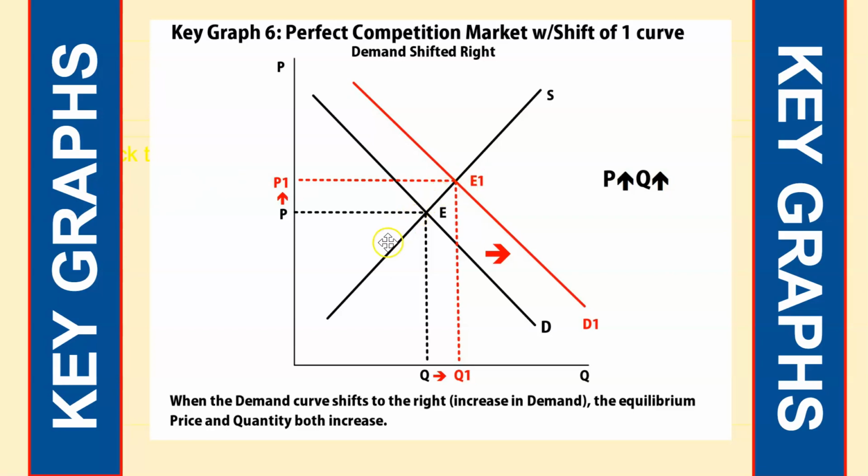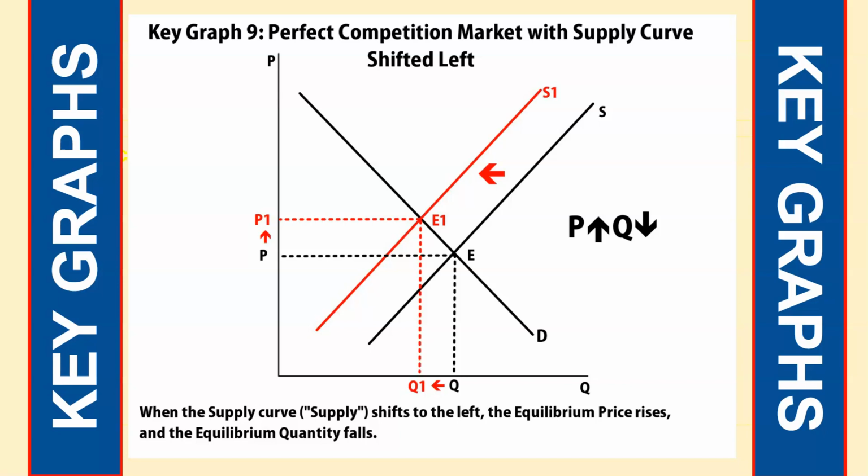Now, if demand were shifting inward, we would see price and quantity both falling. Same model, but the idea here is you would show price falling, quantity falling, and the equilibrium would be somewhere down in here in terms of what we would see there. And that is key graph 7, if you want to go check that out.